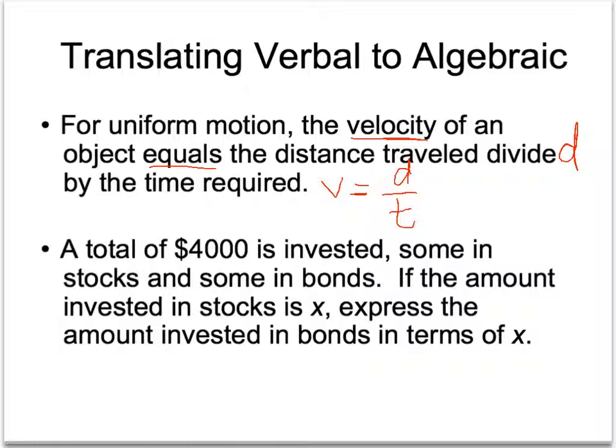The second one is an investment kind of question, but really it's just addition and subtraction related. It says a total of $4,000 is invested, some in stocks and some in bonds. If the amount invested in stocks is X, express the amount invested in bonds in terms of X. So the amount invested in stocks is X. If I invest the rest of it in bonds, I know that 4,000 minus X is what I've invested in the bonds.